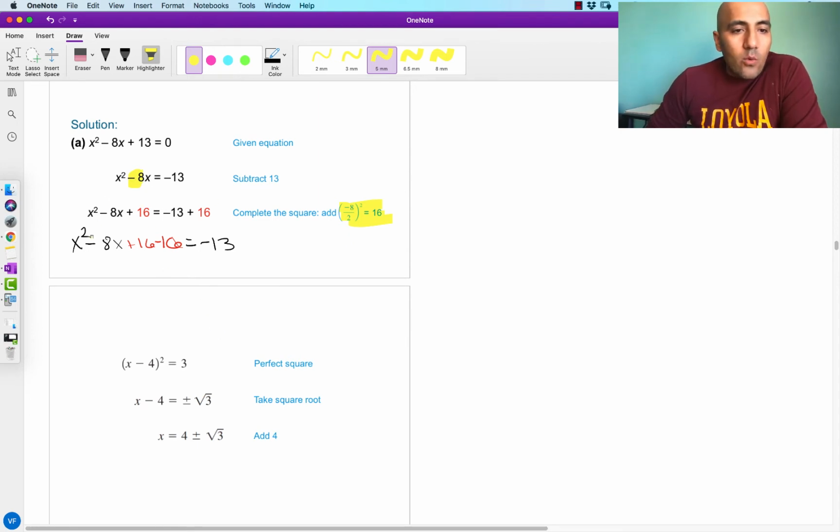Good. And then once we have that perfect square trinomial, again, the pattern is going to be that we get this little binomial here where it's x plus half of that, squared, in parentheses. After that, everything else should be pretty straightforward.